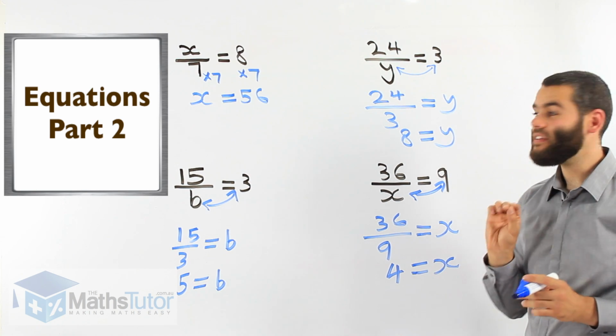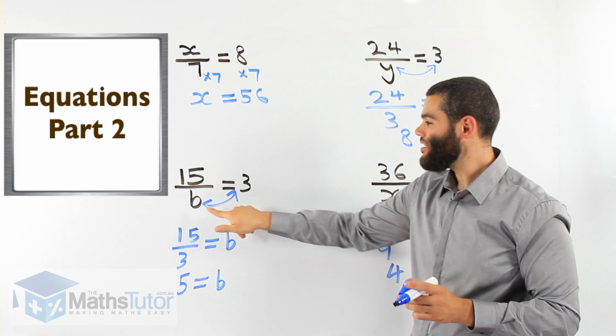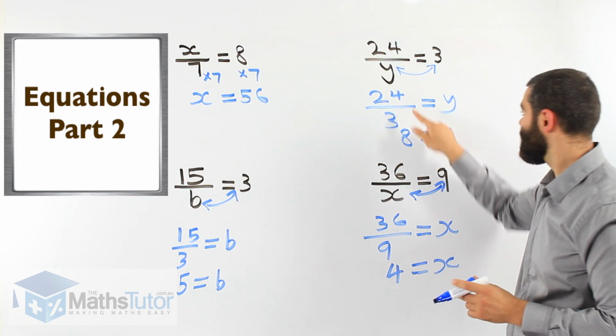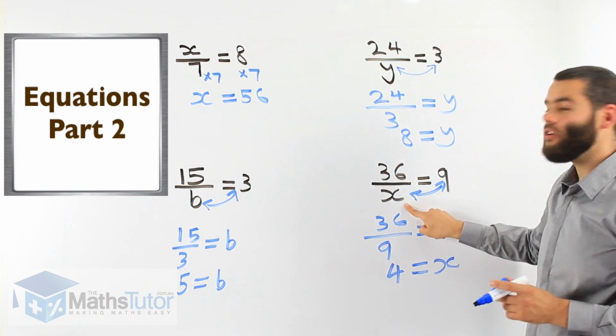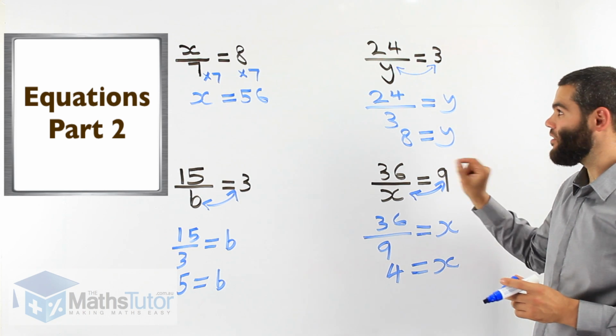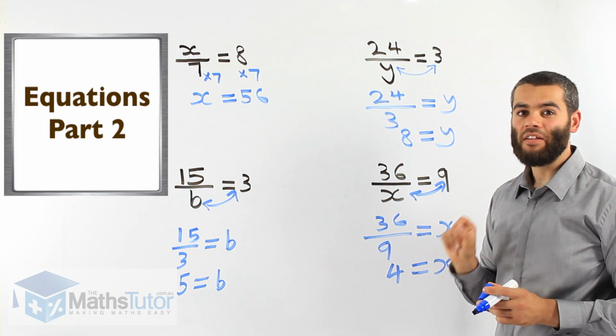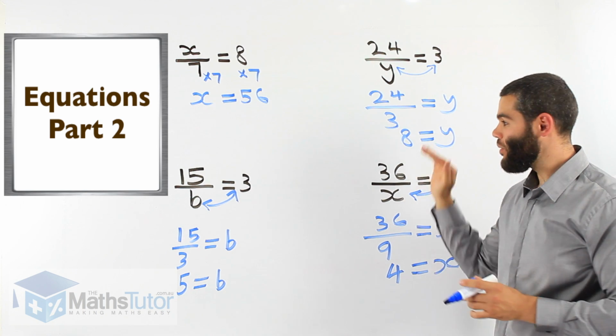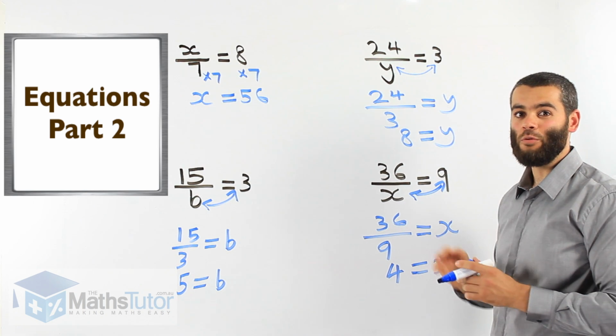Very important to identify that we do this when the denominator is missing. The denominator is missing here. The denominator is missing here. So it's very important for you to straight away identify that. You'll get them correct once you follow these little steps and these little tricks here and there.